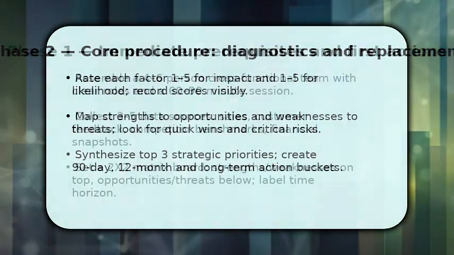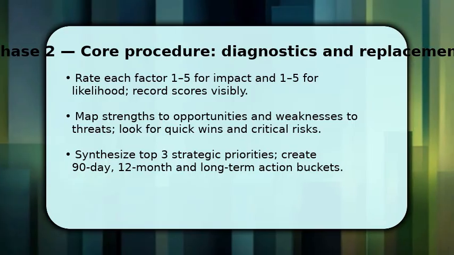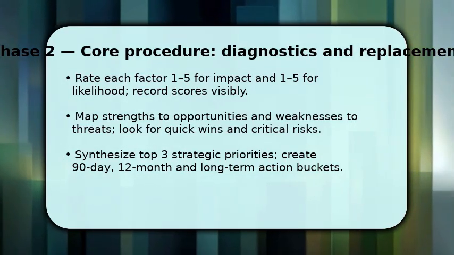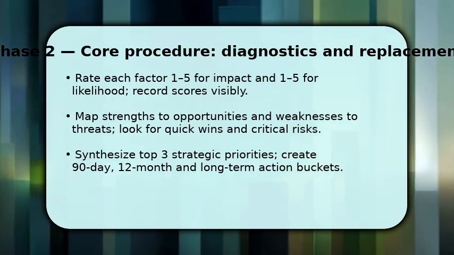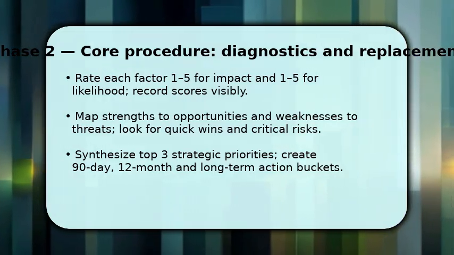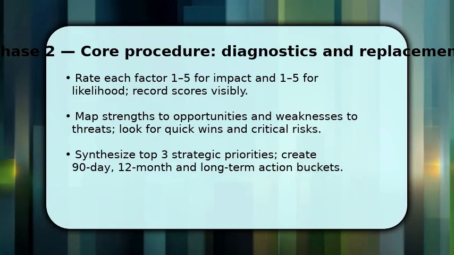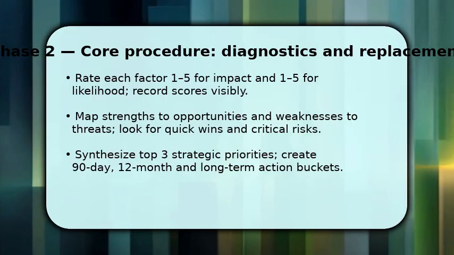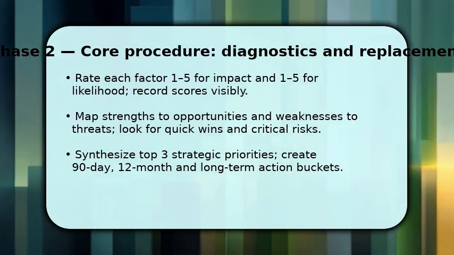Now you dive into evaluation and synthesis. Start by listing specific strengths, weaknesses, opportunities, and threats, then score each one on impact and likelihood using a 1-5 scale so comparisons are objective. Once scored, map how strengths enable opportunities and how weaknesses expose you to threats. This reveals leverage points and vulnerabilities.